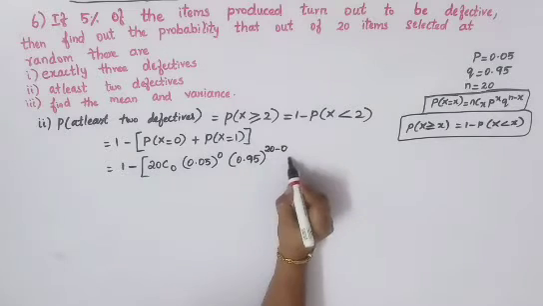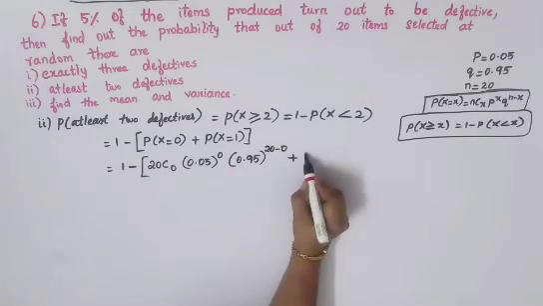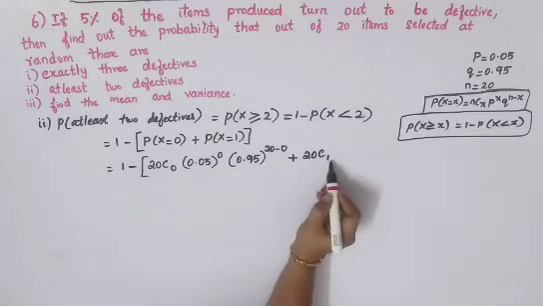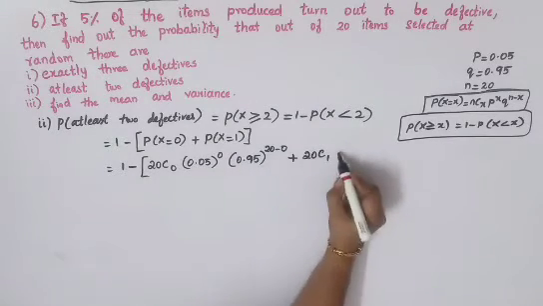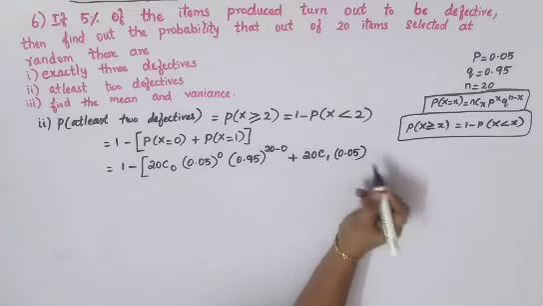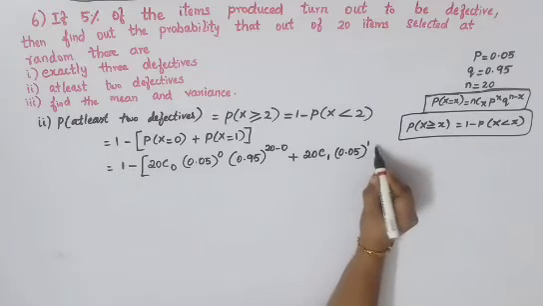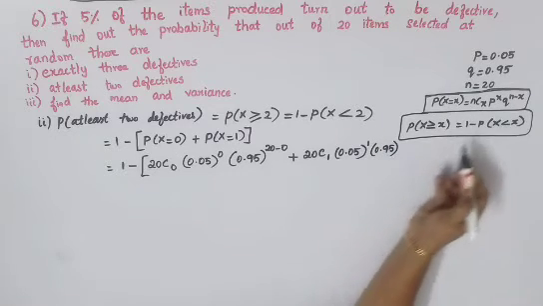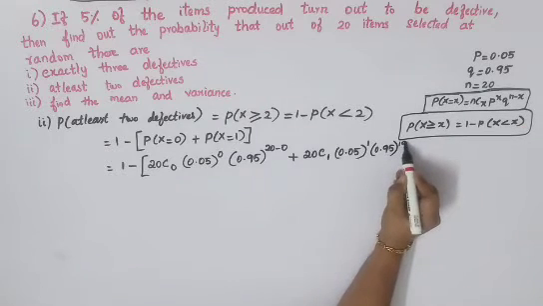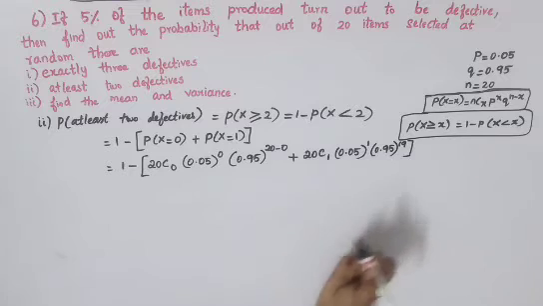Then plus your second term, again 20C1. In the place of x you will have to write 1. Other things will be same. Okay, and 0.05 whole power x is 1, into 0.95, the whole power n minus x. So it is 20 minus 1, you will get 19. So now we will go for the solving.